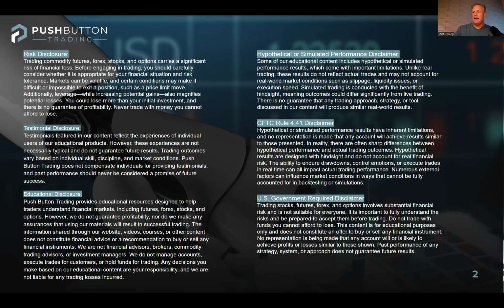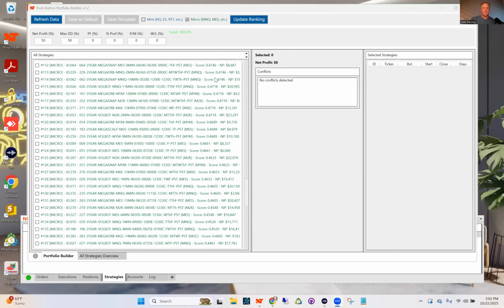So let's go ahead and jump in real quick. I'm going to switch screens here and show you our newest tools, our newest technology. We're going to start with the push button bot portfolio, the portfolio builder. Okay, so you guys should be able to see my screen, right? Nope, you can't. Let's try again. Take two. All right, you guys should be able to see my screen, right?